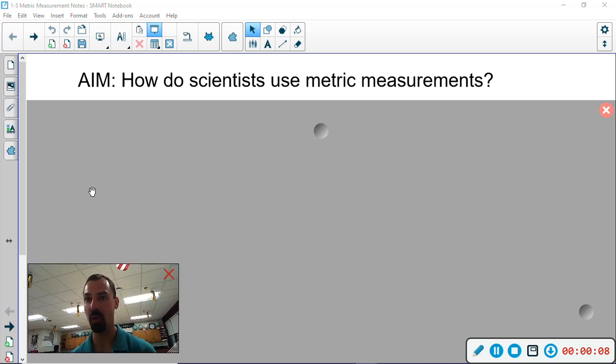Today we're going to go over how we measure using the metric system in science and what the different units are that you will be working with. Also in this video will be scientific notation. I will be doing a separate video on converting metric measurements, which will also be attached to this note set, but it will be slightly separate from that.